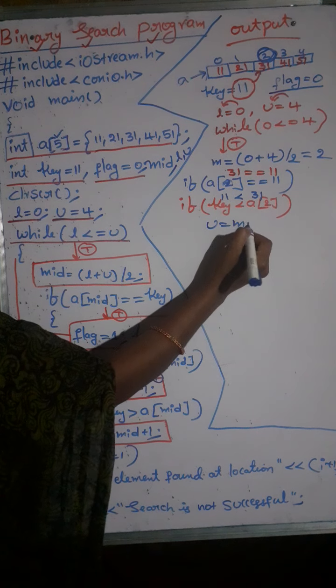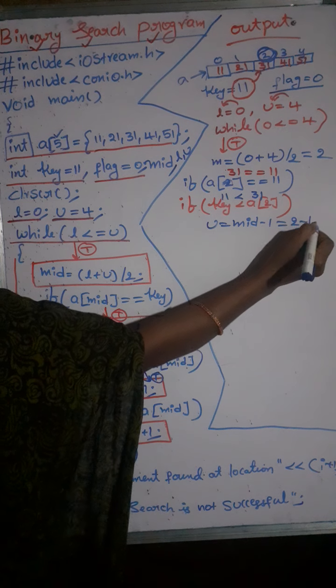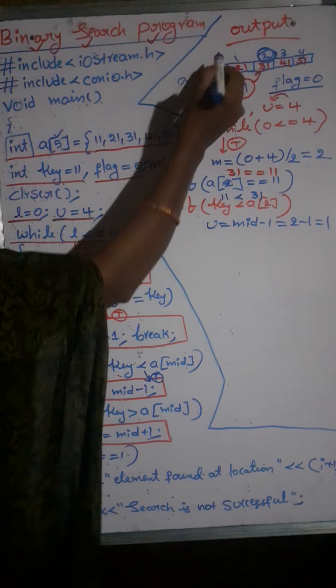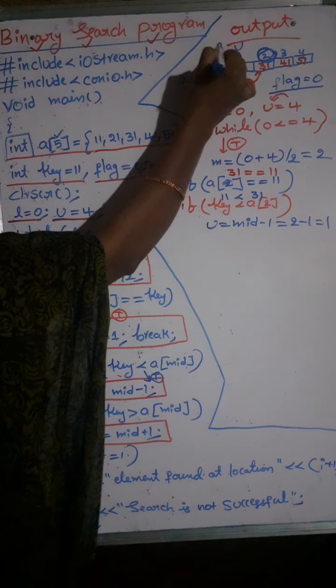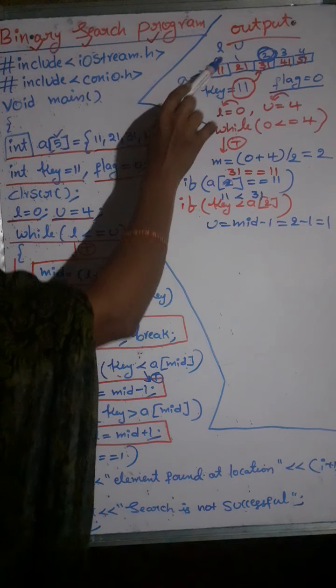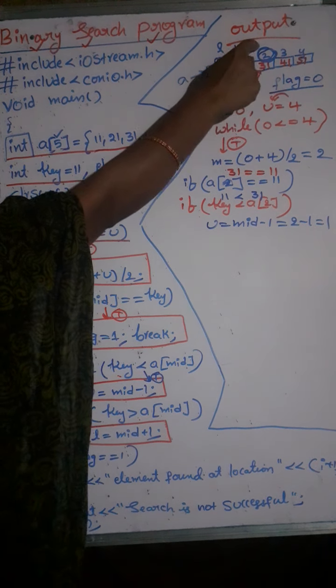What is the mid value here? 2. So 2 minus 1 is equal to 1. What is the upper bound now? 1. So this is the upper bound and this is the lower bound. Previously the upper bound was 4, and now the upper bound is 1.